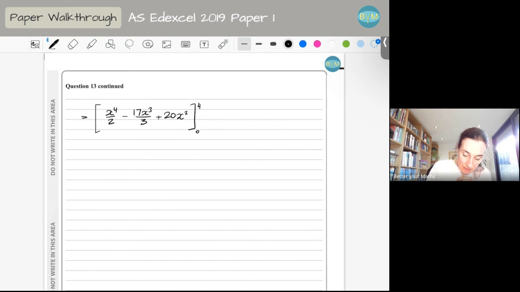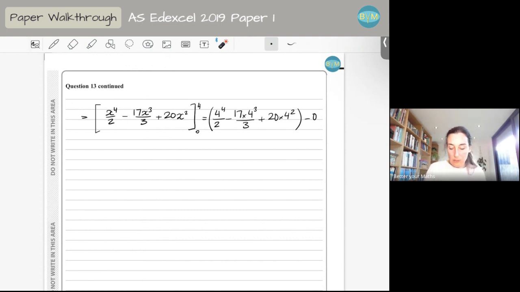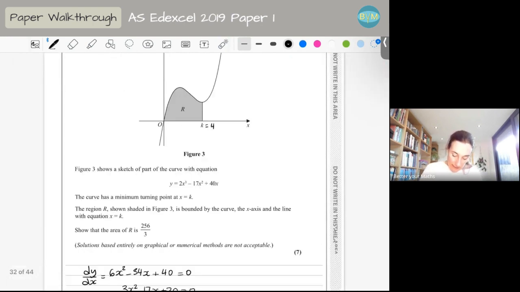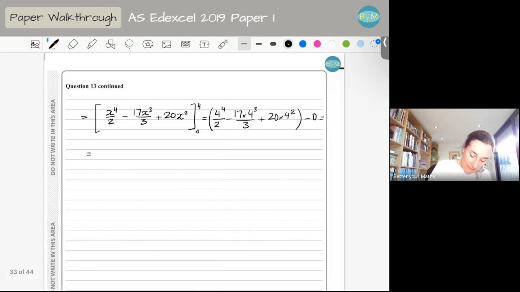And I'm just going to substitute the 4 first. So I have 4 to the power of 4 divided by 2, minus 17 times 4 to the power of 3 divided by 3, plus 20 times 4 squared. That's the first part. And then minus 0, because I'm going to substitute 0. Yeah? And when you do this with the calculator, very carefully, you get the value that they give you, 256 divided by 3.